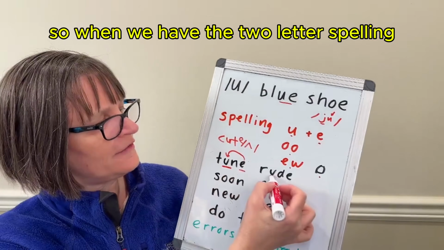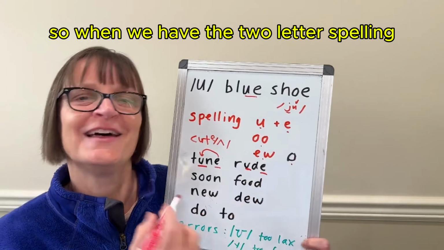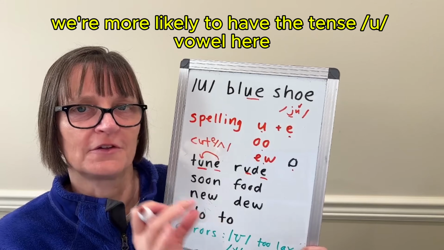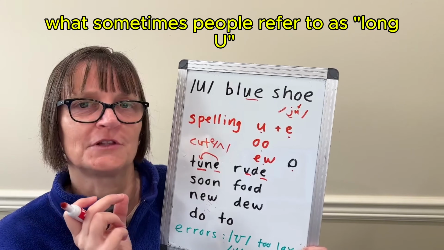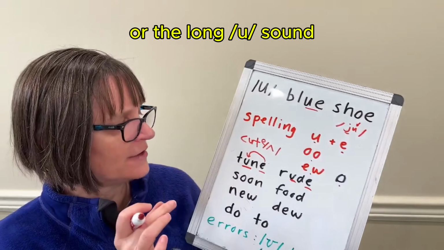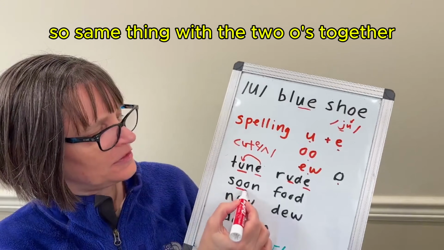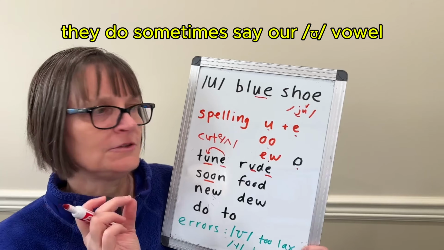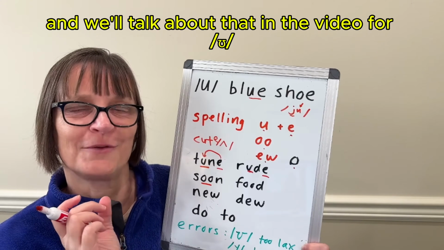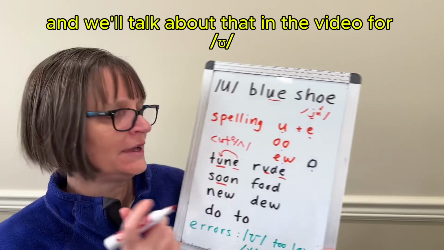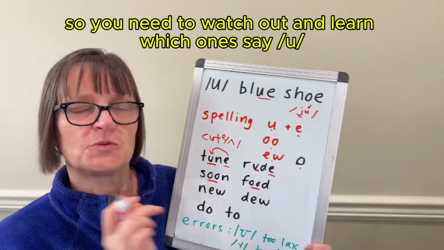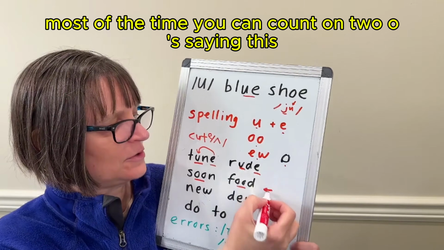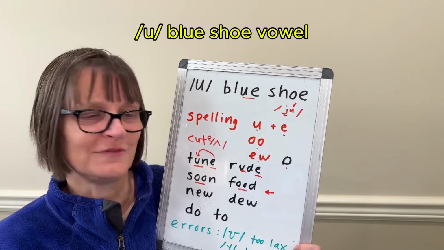So when we have the two-letter spelling, we're more likely to have the tense oo vowel here, what sometimes people refer to as long U, or the long oo sound. So same thing with the two O's together. Most often they'll say oo. They do sometimes say our other vowel, and we'll talk about that in another video, so you need to watch out and learn which ones say oo. Most of the time you can count on two O's saying this oo blue shoe vowel.